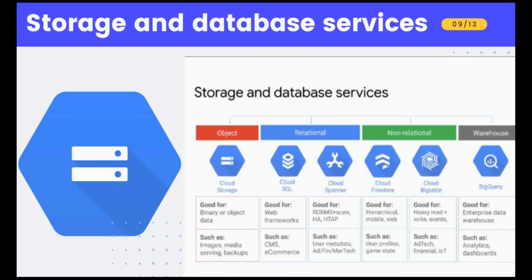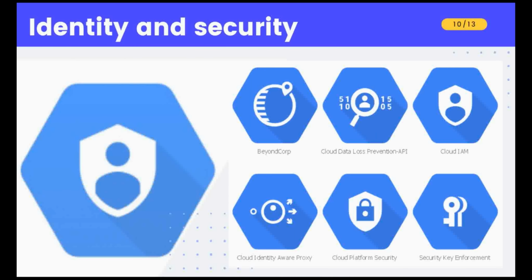Now let's move on to the next services, that is identity and security services. As the name says, it mainly focuses on the security and cryptographic techniques of the data. Beyond Corp, data loss prevention, Cloud IAM, Identity-Aware Proxy, Cloud platform security: all of these services mainly focus on the security of the data and identifying or awareness about proxies and data loss prevention, whereas Security Key Enforcement will focus on the key management services.